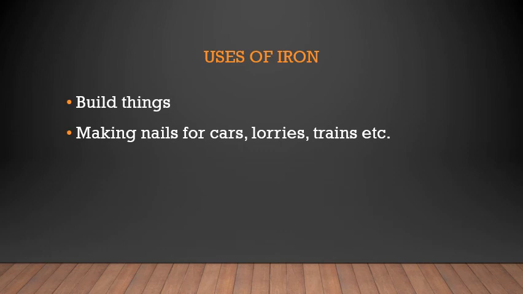Iron is used to make and build things. If you have to build buildings and all, we need iron. Okay, the rods which are installed in the buildings are made of iron. Iron is used in the machines, from nails to cars, lorries, trains, etc. It is used in the construction of buildings, bridges, etc.